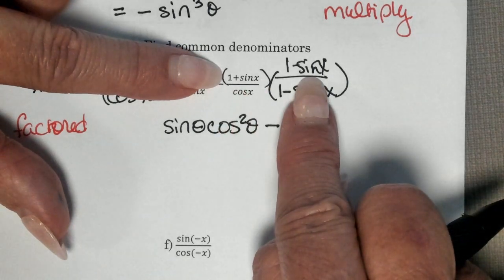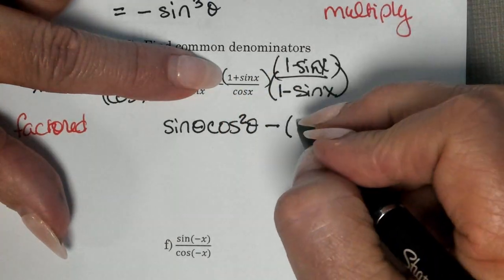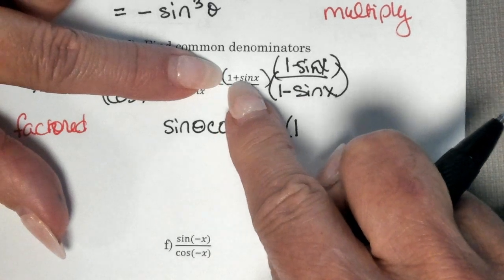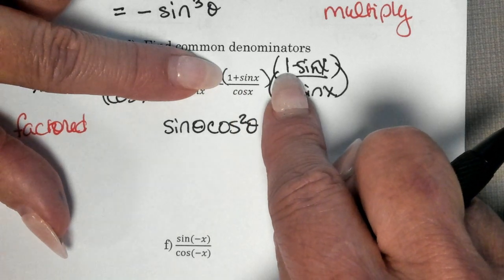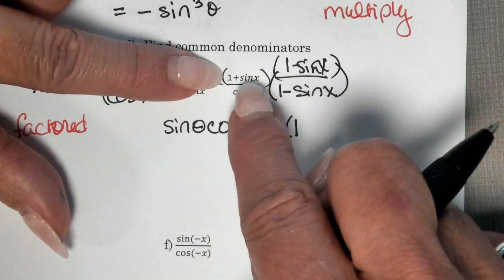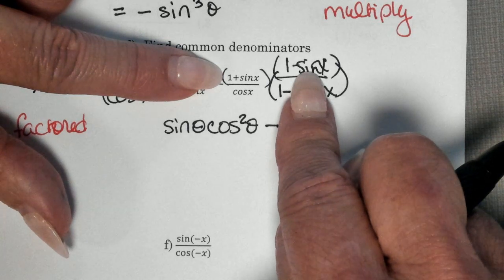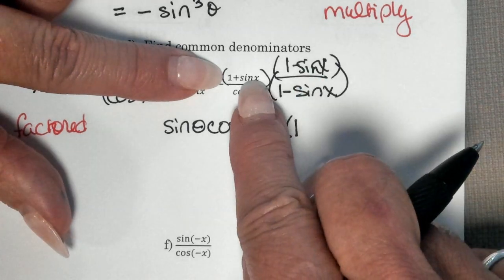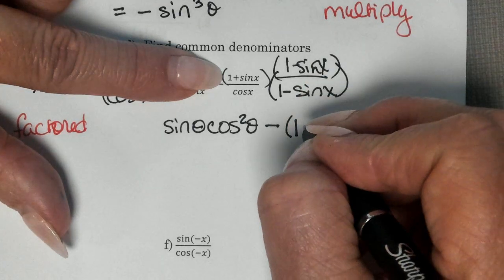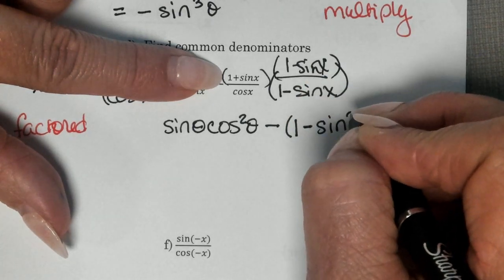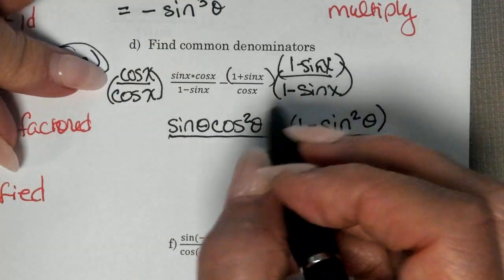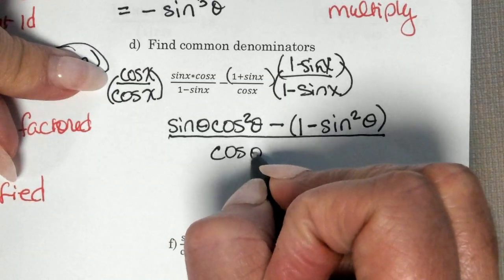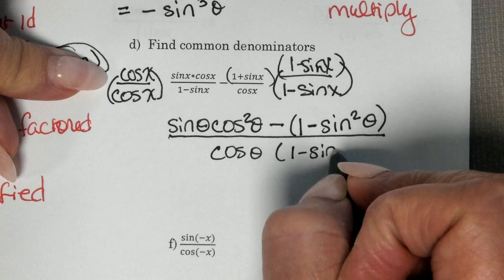When I multiply, this is going to be FOIL. Okay? So we've got 1 times 1. Then I've got 1 times negative sine. And I'm going to have sine times positive 1. This positive sign and this negative sign are going to cancel. They're conjugates. We're not going to have that middle term. So then I can just go ahead and multiply my last term and get a negative sine squared theta. All of that is over my denominator, cosine theta times 1 minus sine theta.